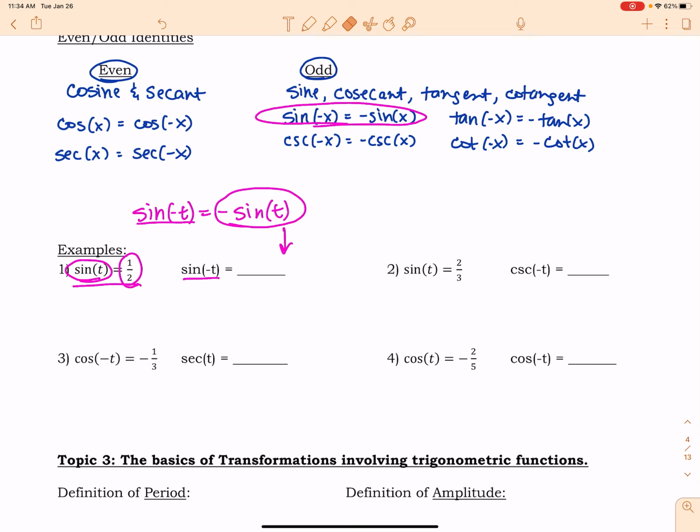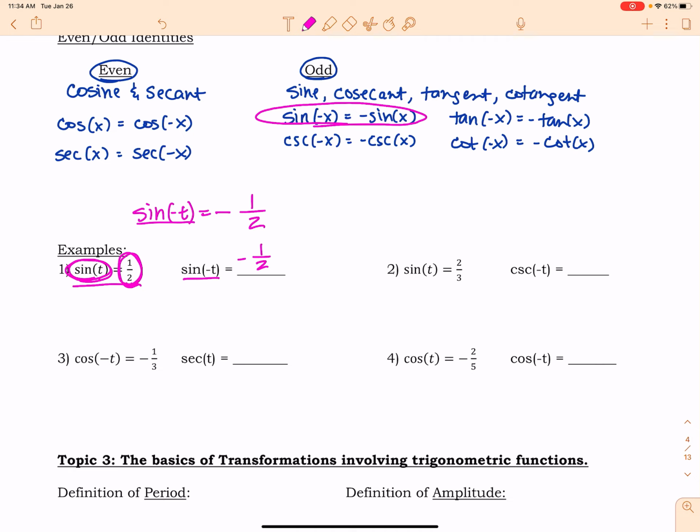So let's talk about what this means. If I've got sine t, that's this without the negative. So what I can do is replace sine of t with 1/2. I'll just put 1/2 in here. The negative's already there. So guess what sine of negative t equals? It equals negative 1/2. Easy peasy, lemon squeezy. All right, let's look at the next one.